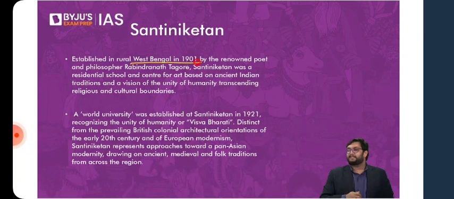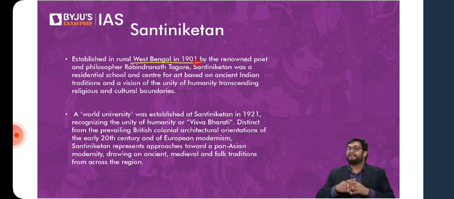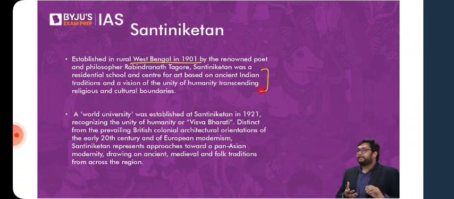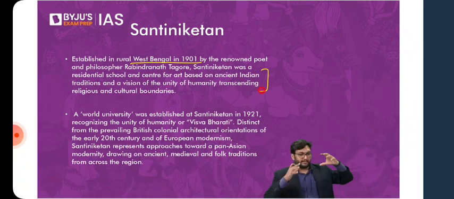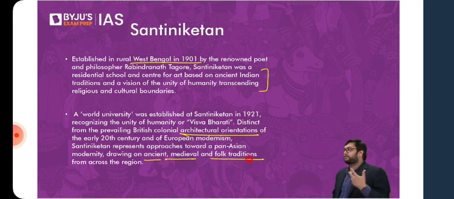In a way, ancient traditions and our culture are part of the curriculum itself. It's called the World University. That is why it's called Shantiniketan. It was given the Vishwa Bharati tag in 1921. And it has two to three very important distinctions. The architectural orientation shows European design. Over and above that, it has ancient, medieval, and other folk traditions built into its teaching style. So Shantiniketan and the Hoysaleshwara temple are the two new additions which happened last week itself.